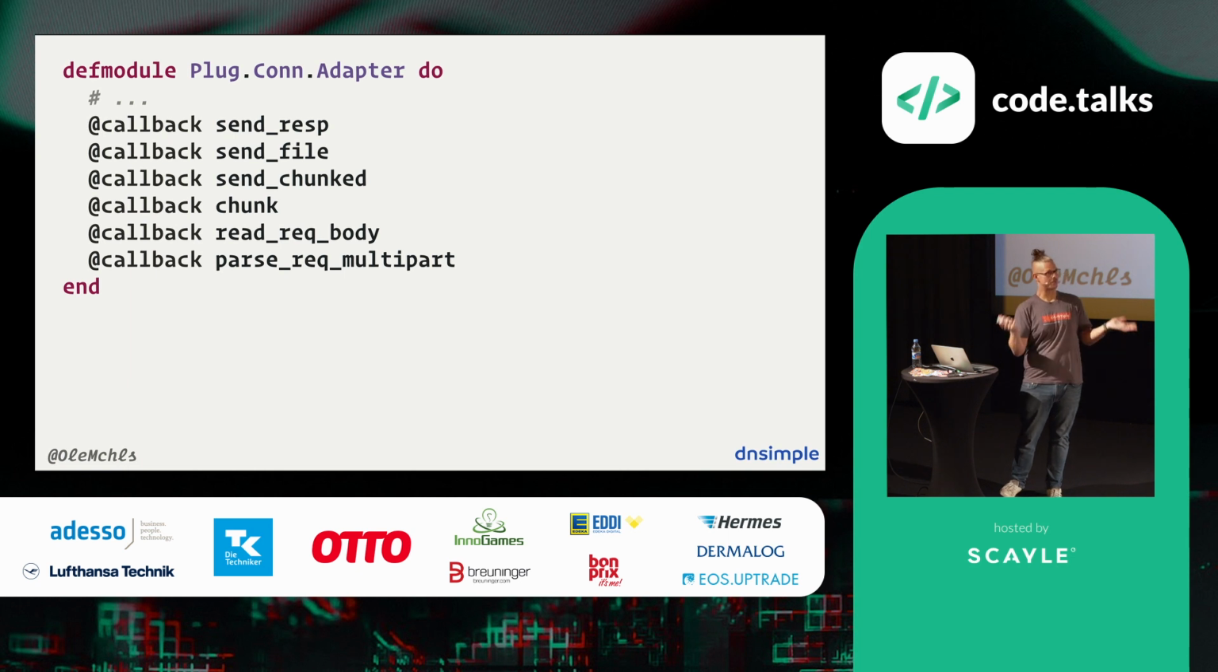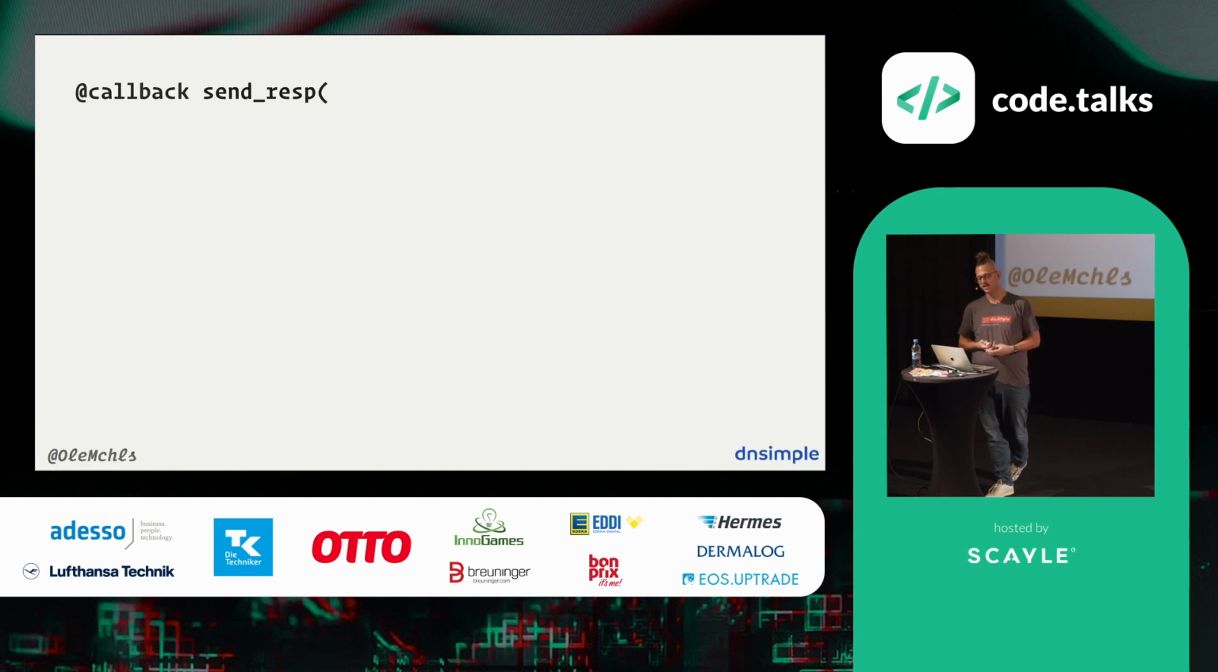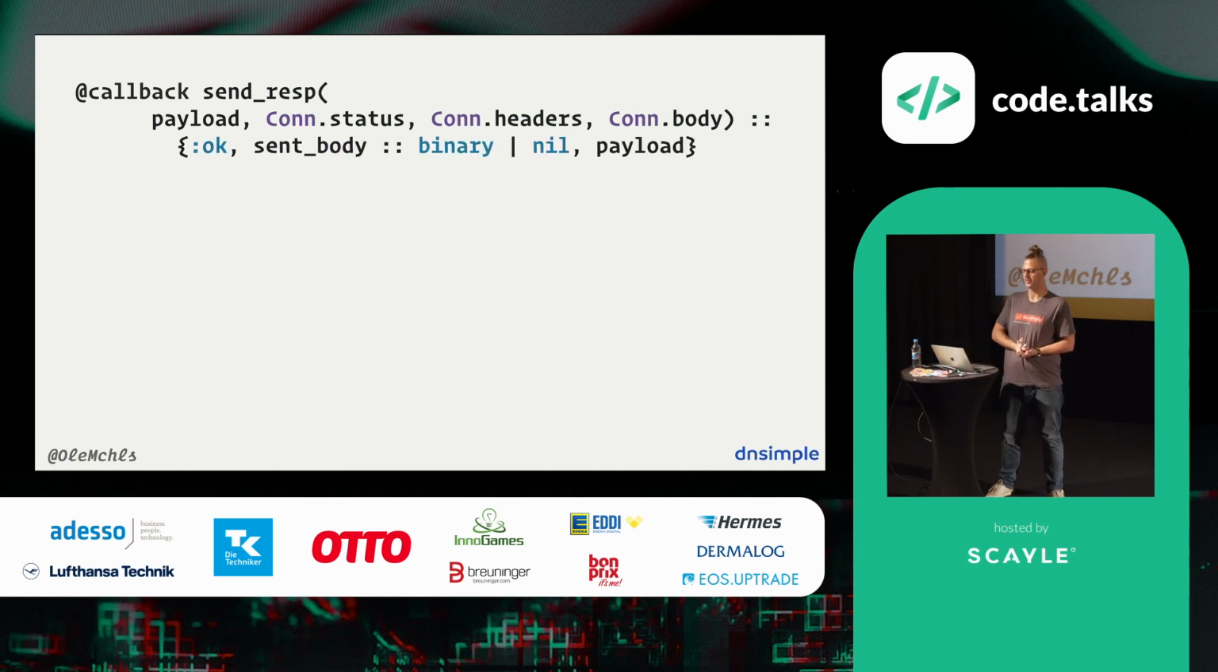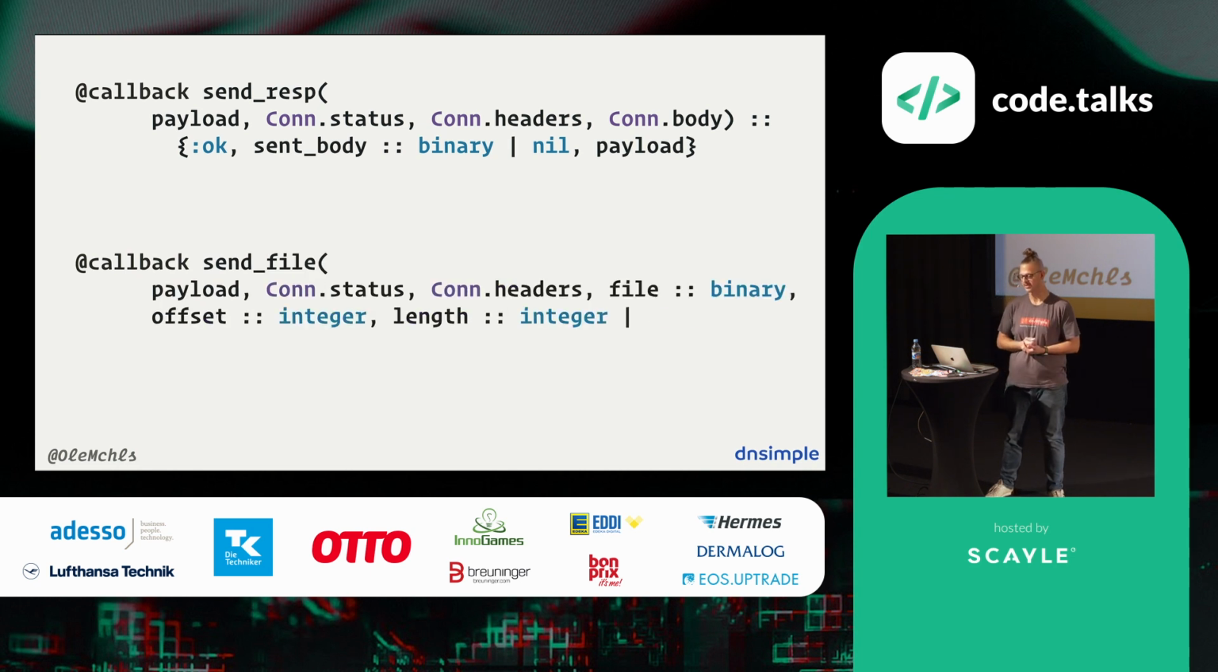Obviously, if you want to build a whole web server, there would be more, right? The interface is a little longer, so those 6 functions or those 6 callbacks are the functions that you need to implement in your web server to make it Plug compatible. And let's have a quick look at the function definitions here. So that one's probably the easiest one you just saw. We are sending out a response with the payload, status, header, and body, and we return what I just described. You can also send out a file that's pretty similar, but you just send a file as binary data, offset and length, because you could chunk it.